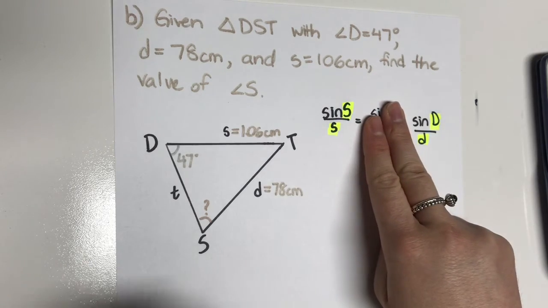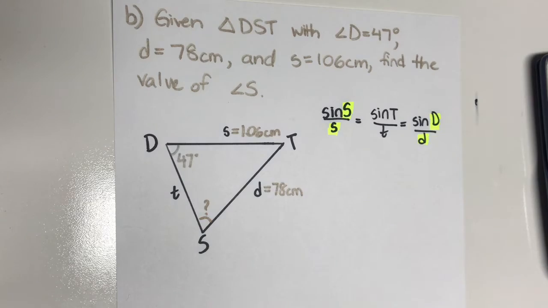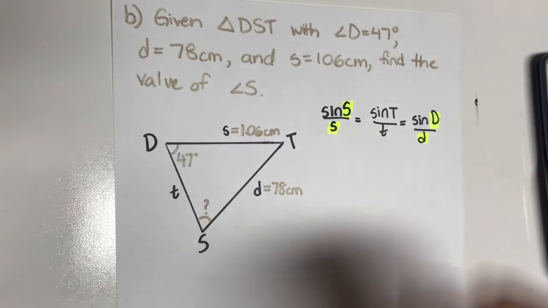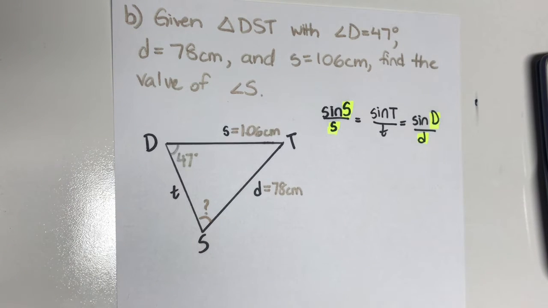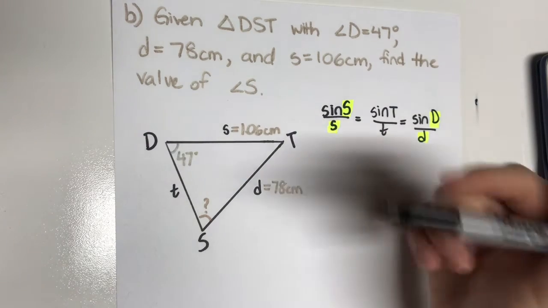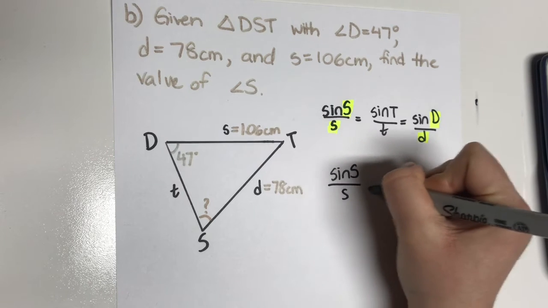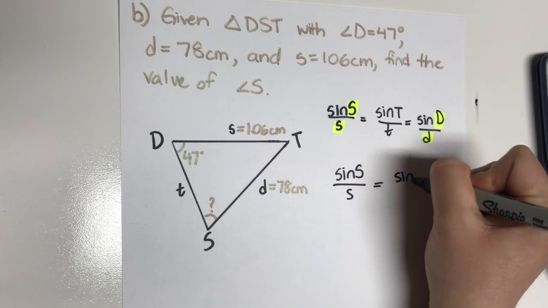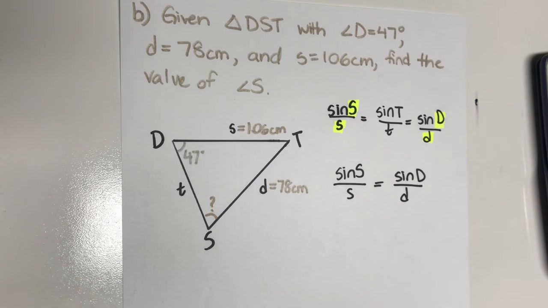My formula is going to be using these two ratios. You're never going to have an equation that has two equal signs like this. It'll always be some combination of only two of them. This is just showing us that all three are equal. So I'm going to write out sine S over S is equal to sine D over D.